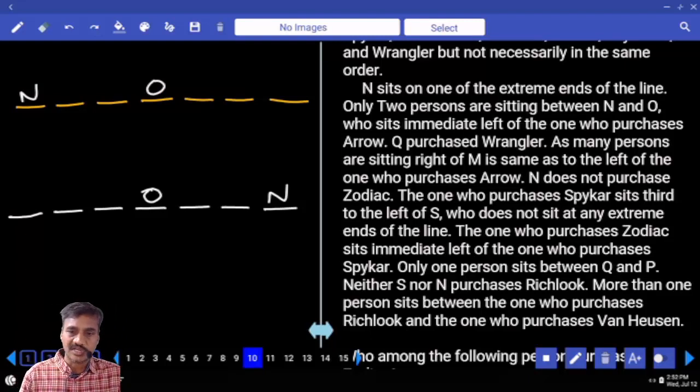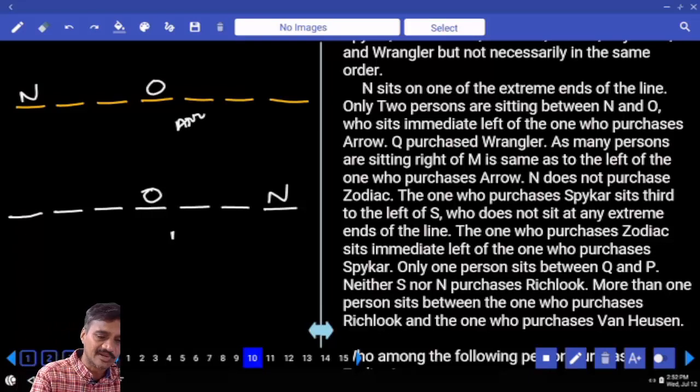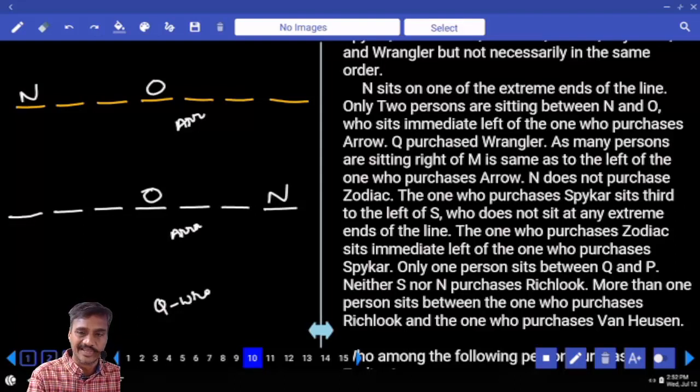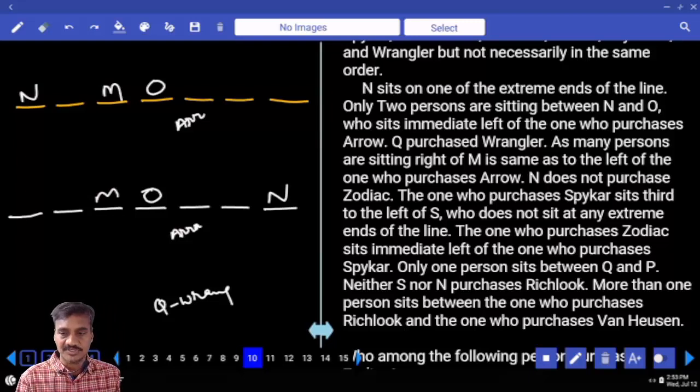O sits to the immediate left of the one who purchases Arrow. And Q purchases what? Q purchases Wrangler. And as many persons sit to the right of M as to the left of Arrow. Now to the left of Arrow here, how many are there? 4. And to the right-hand side of M we need to have 4. Here, to the left of Arrow and to the right of M, M must be at the third place. Isn't it?